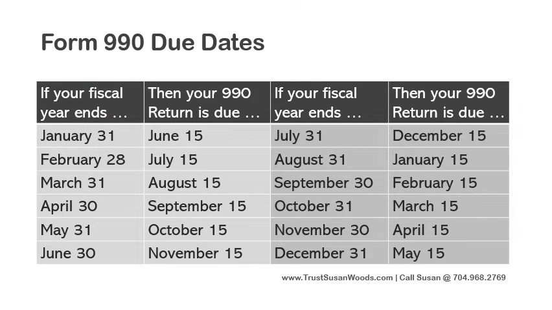I have another guide, if you will, that you can print and use as a reminder. And here it is. If your fiscal year ends January 31st, then your 990 return is due June 15th. If your fiscal year ends February 28th, then your 990 is due July the 15th. And again, the example that I used before, if your fiscal year ends December 31st, then your 990 is due May 15th. I provided this guide so that you won't have to try to calculate and remember. Here it is right in front of you so that you can reference when needed.